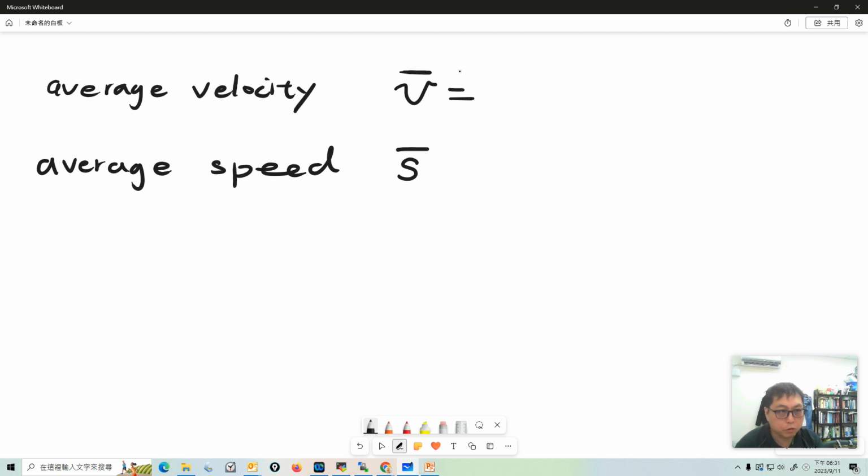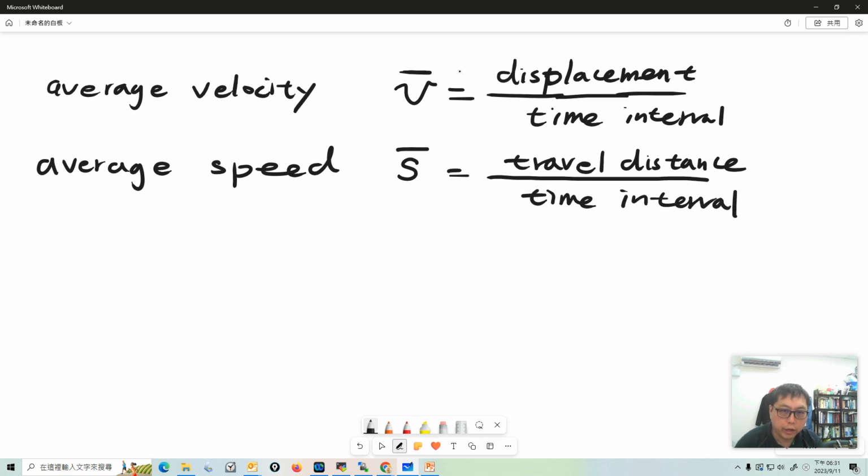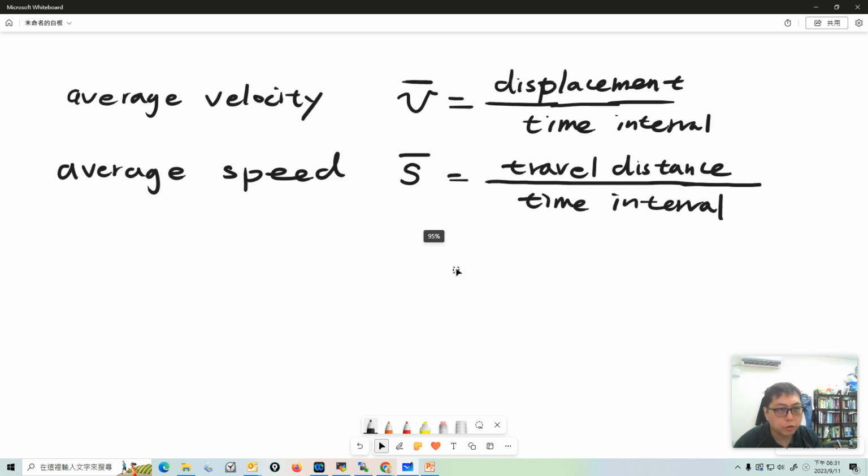And what's the definition of average velocity? It's displacement divided by time interval. And what's the average speed? Average speed is travel distance divided by time interval. So we see the average speed and average velocity, and their definitions are slightly different. One is related to displacement, the other is the travel distance. So what's the difference between them?